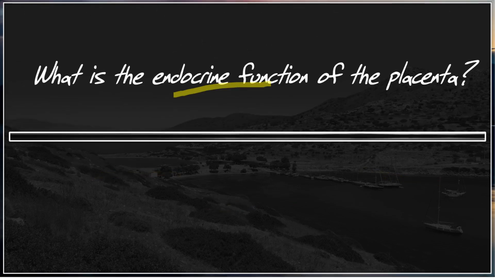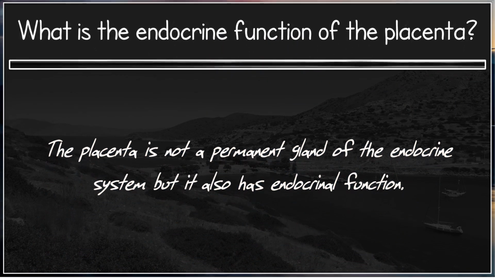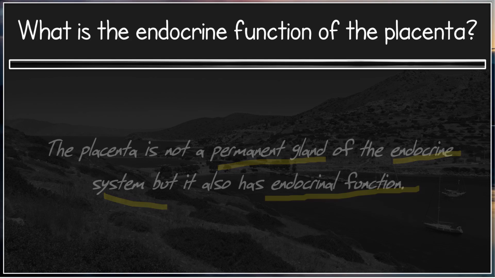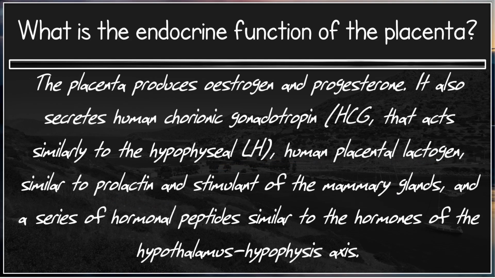What is the endocrine function of the placenta? The placenta is a non-permanent gland of the endocrine system, but it also has endocrine secretion. Also, the placenta produces estrogen and progesterone.